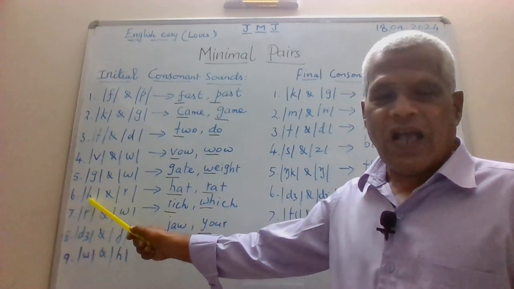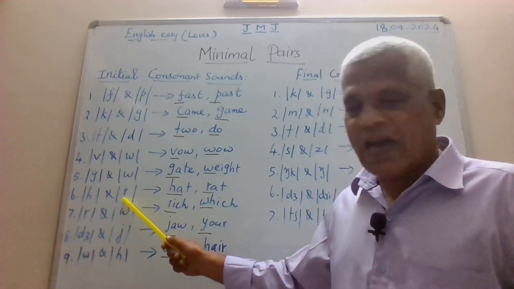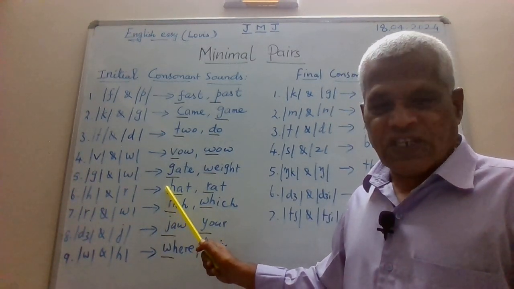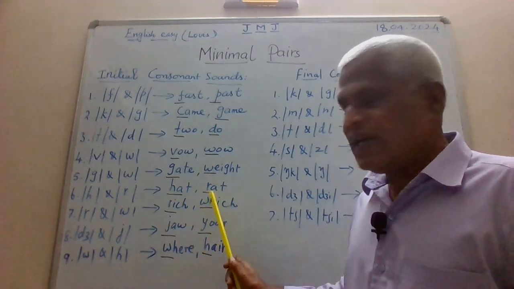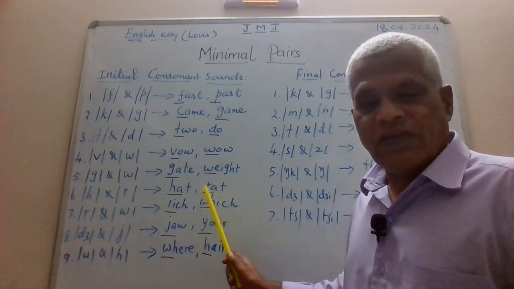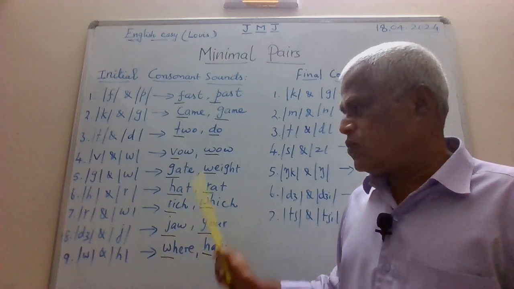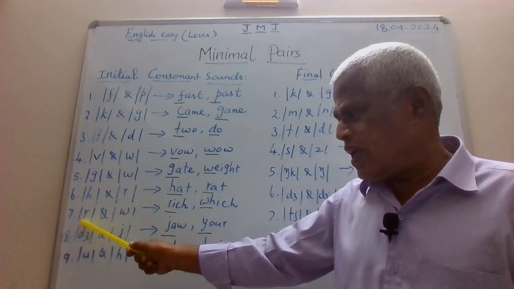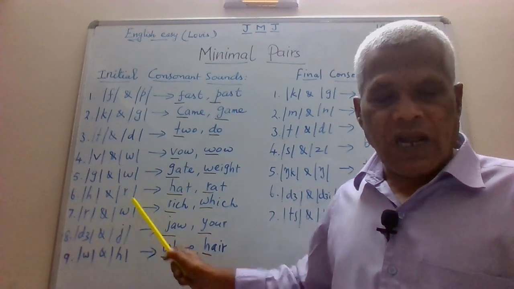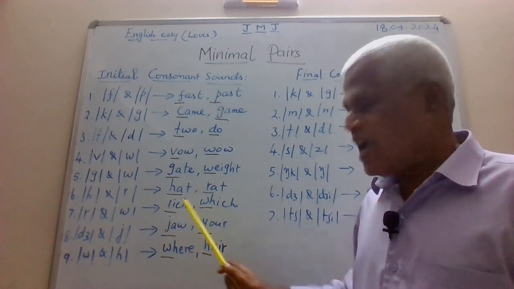And look at this one here, H and then R. But the words here, hat, see the same alphabet is here, H, consonant sound: hat and rat. So at the beginning of this word, initial consonant sounds are what we are discussing now. So just keep it in mind. The next one here, R and W: rich and which. See the pronunciation.